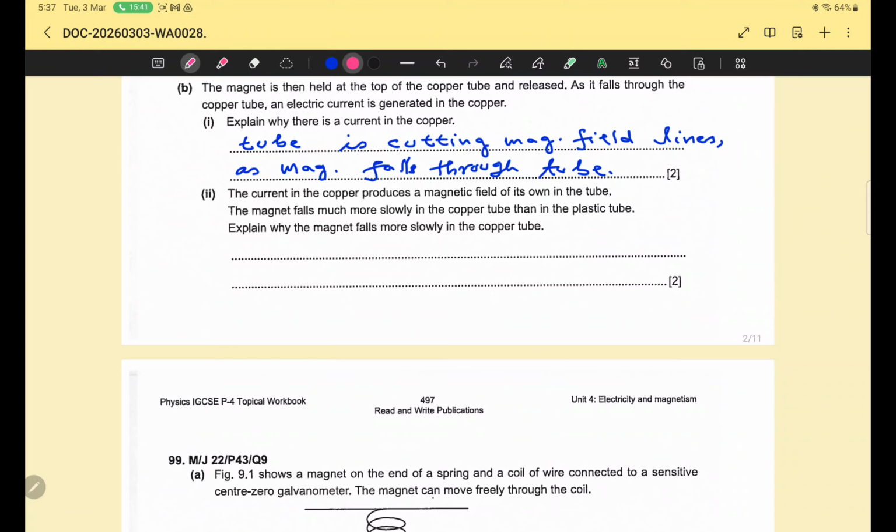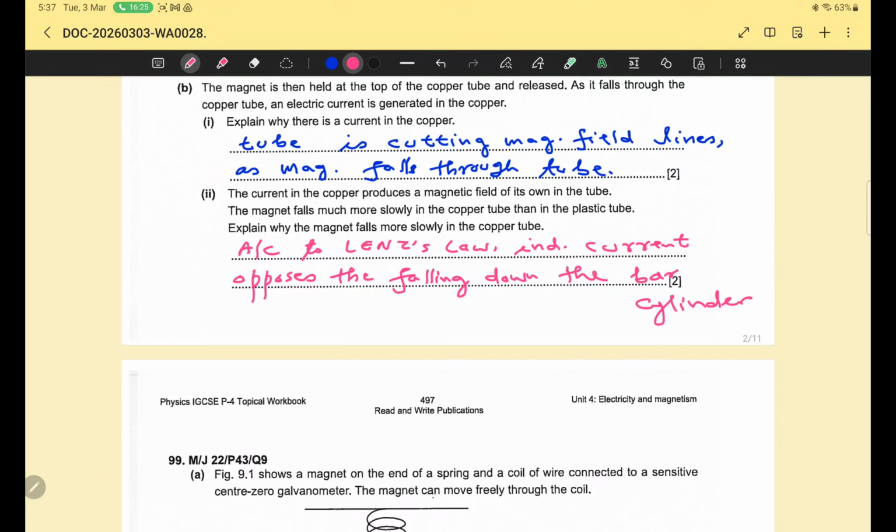So if I start with Lenz's law, according to Lenz's law, induced current opposes the movement of, or falling down of, the bar magnet or cylinder magnet.